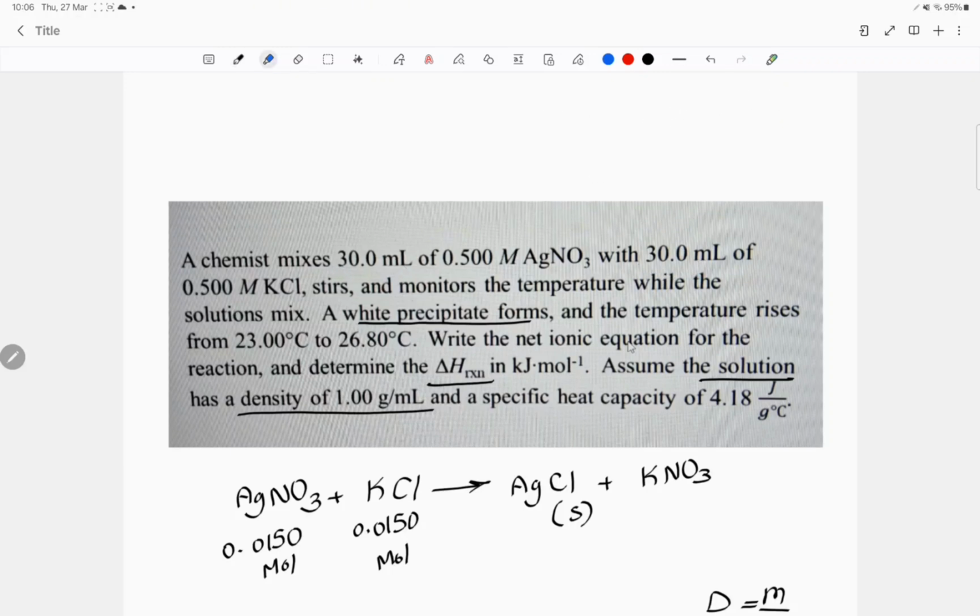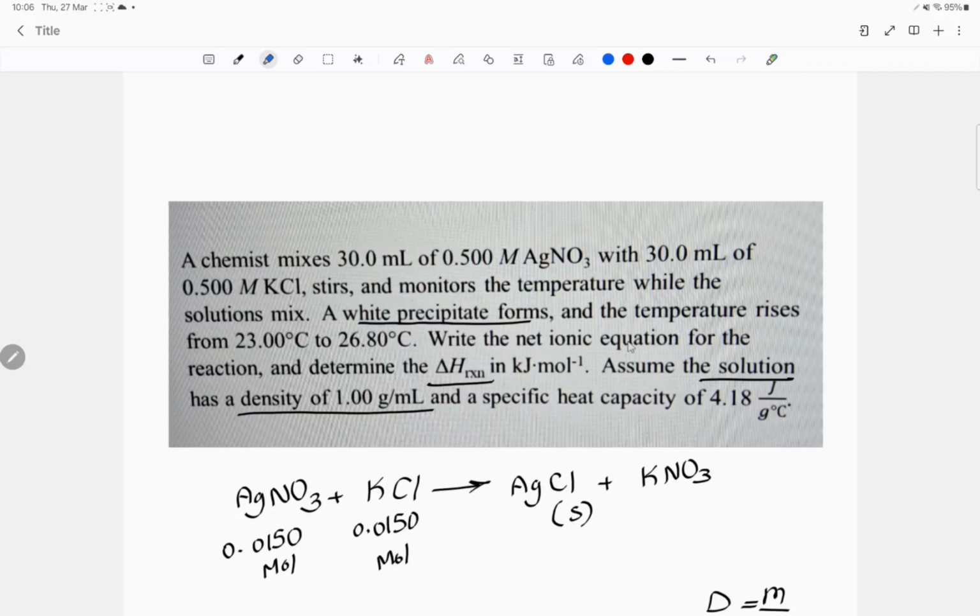But it doesn't say find the... Yeah, well, to find delta H, I must find the Q first. You know what I'm saying? Of the solution, is it for AgNO3 or KCl? Solution means both. Okay, but it does not say both. Well, solution means both. Like you have to know in chemistry language, solution means both.